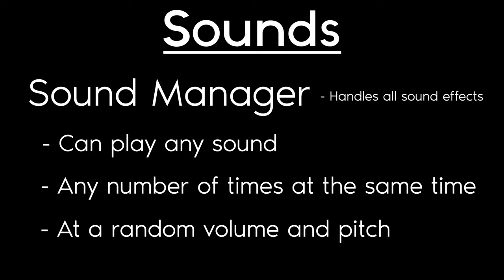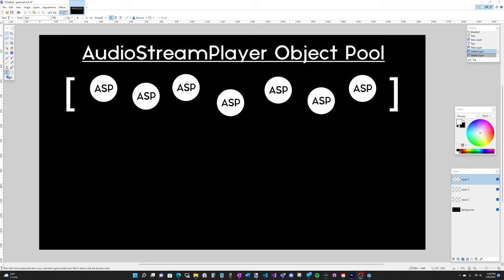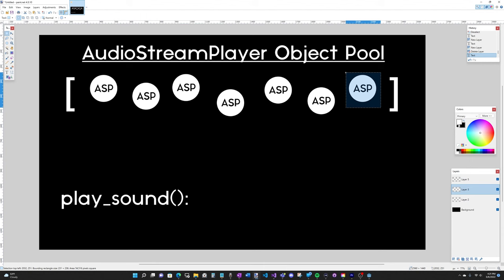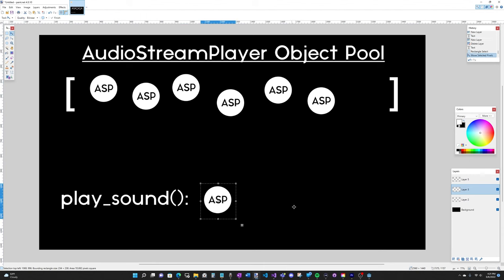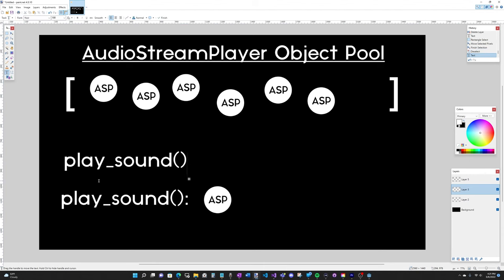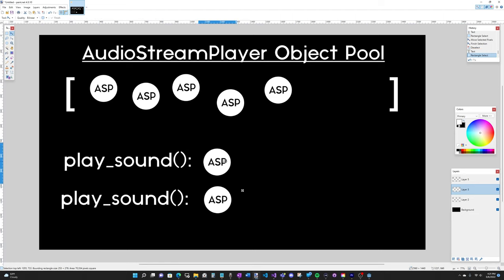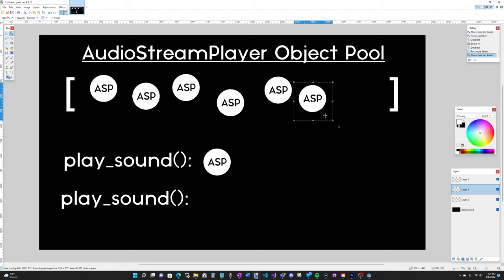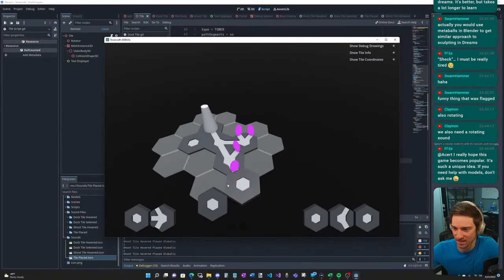I wanted to make a sound manager that handled all sound effects. It needed to be able to play any sound, multiple times overlapping, with the ability to randomize the volume and pitch. To handle playing the same sound multiple times, it uses an audio stream player object pool. Basically, when a sound needed to be played, it grabs an audio stream player from the pool and uses it. If it needs to play another sound before the previous one is finished, it just grabs another audio stream player from the pool. When the sounds are done playing, it puts that audio stream player back into the pool. It's a pretty robust system, and it worked really well.